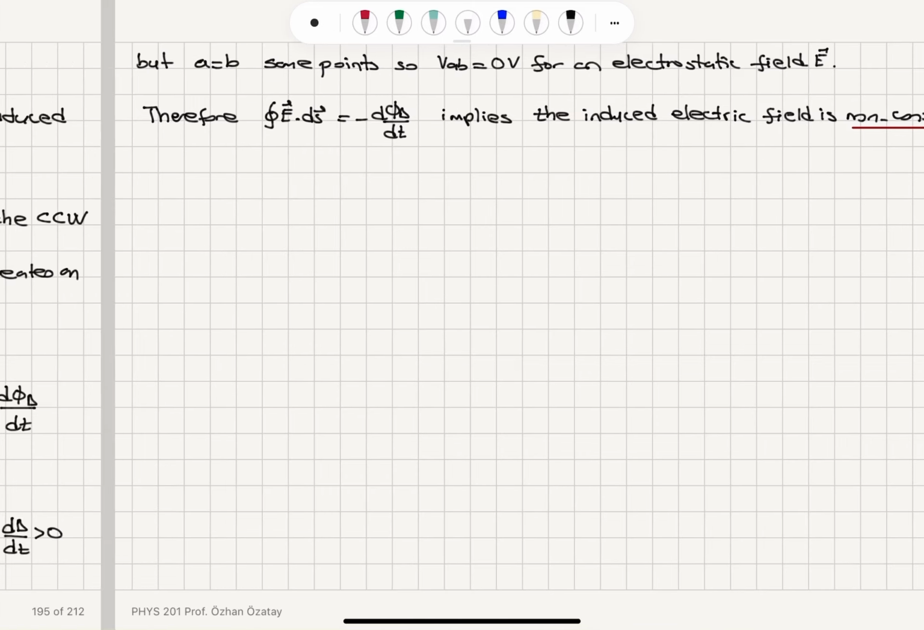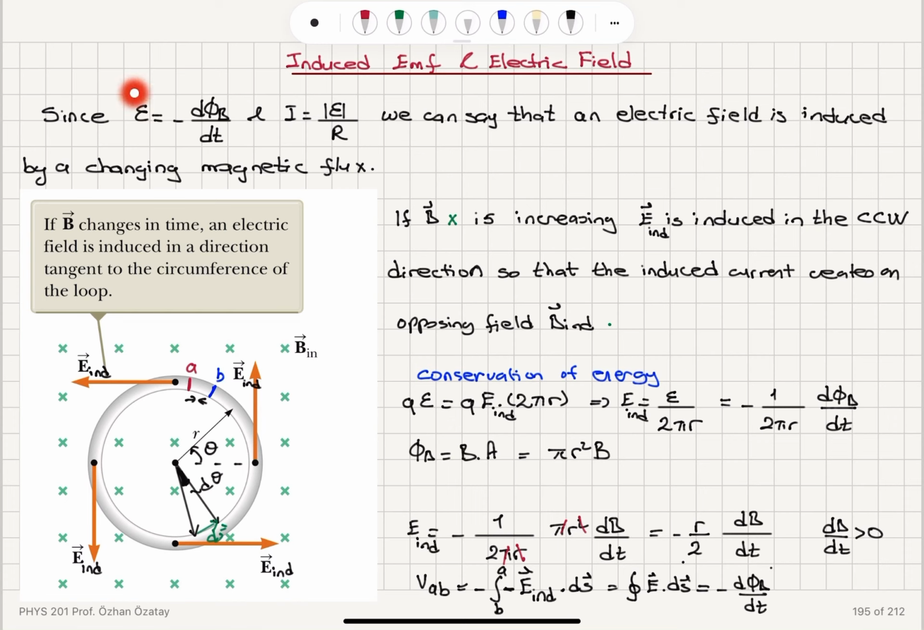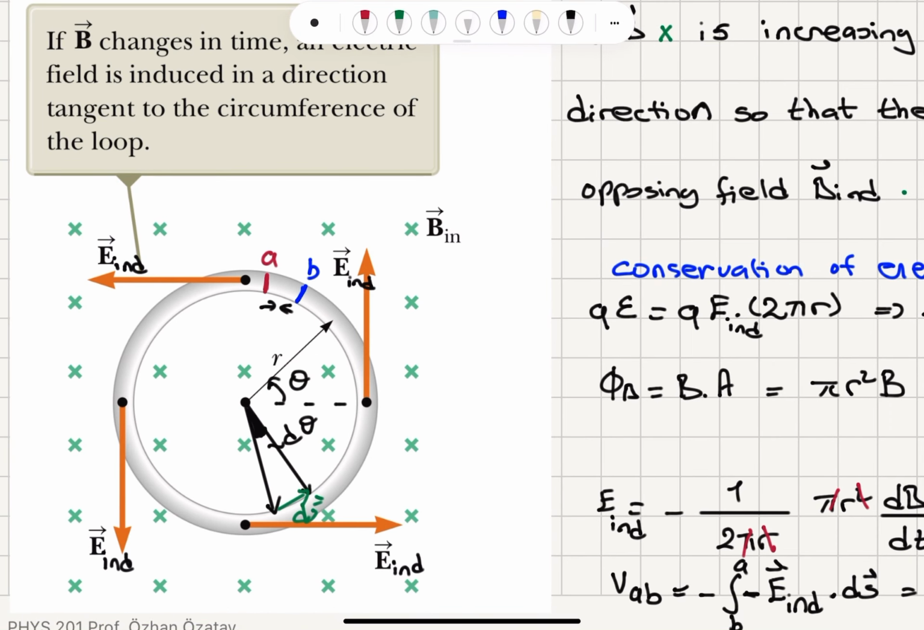Okay, so we have talked about induced EMF and electric field. We see that an induced EMF implies that there is an accompanying induced electric field, and the induced current flows in the direction of the induced electric field, opposing the change in the magnetic flux. In the scenario where the flux into the page is increasing, we have an induced electric field and induced current that flows counterclockwise, creating a magnetic field pointing perpendicular to the page, out of the page, opposing the increasing flux into the page.